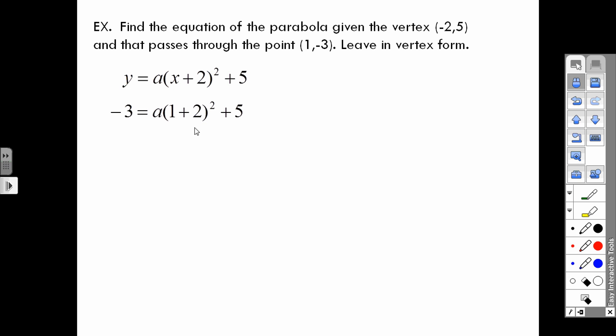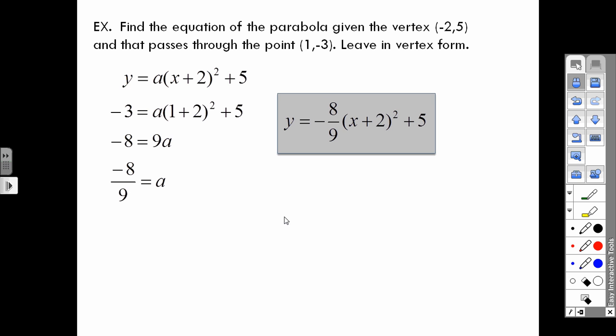Plug it in, calculate all this out, and solve for a. So I'm going to subtract 5. This becomes negative 8. Add, this becomes 3 squared, which is 9. Divide by 9, I get negative 8 over 9 for a. And now the last part is just to take this fraction and replace a up here, and you get your equation in vertex form. So that should be pretty easy.